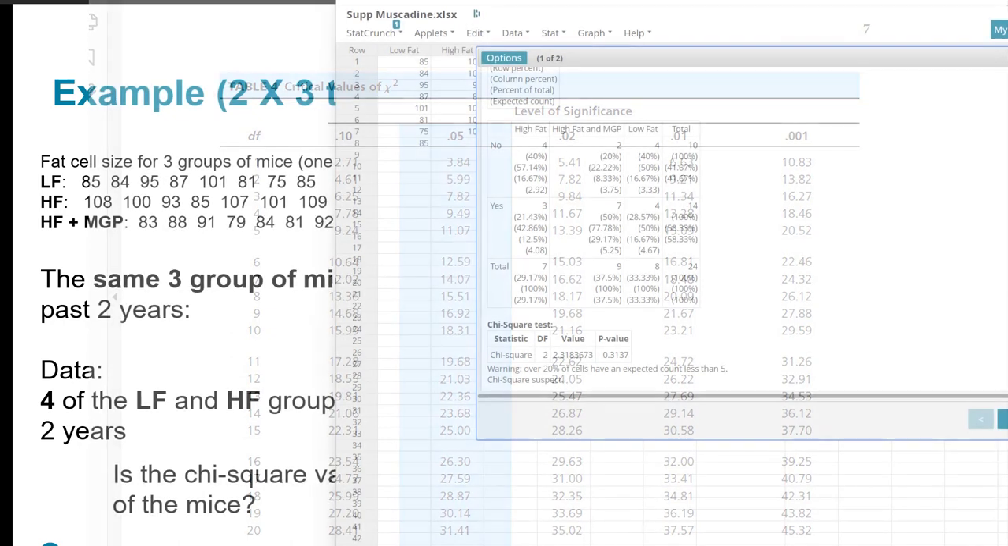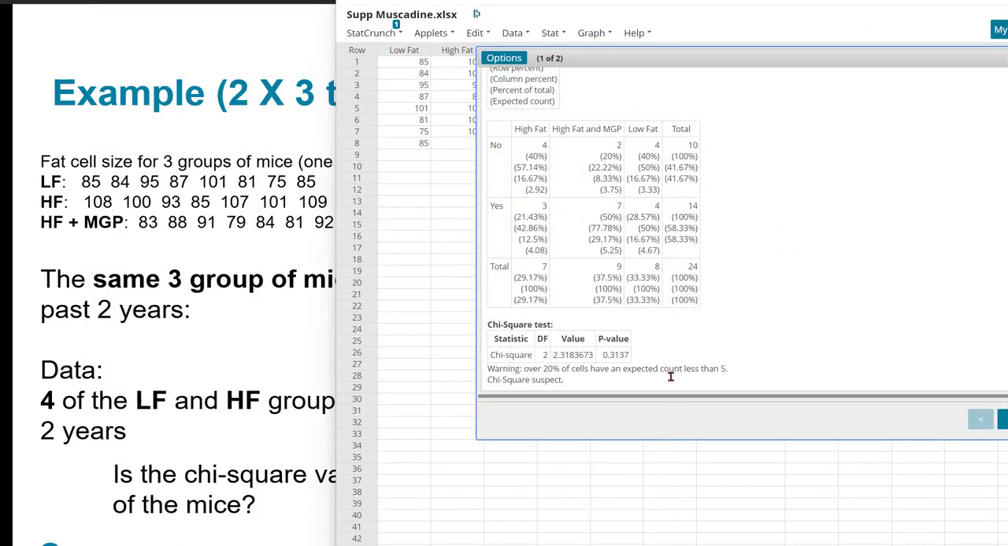We do have a warning here because we've got some expected counts less than 5. Now we can't use a Fisher's test correction here, because that's only for 2x2 tables, and we've got a 3x2 table. But we may want to follow up with a more advanced strategy, but either way this is not a significant result. And we can copy and paste this data into Word to properly label our table.